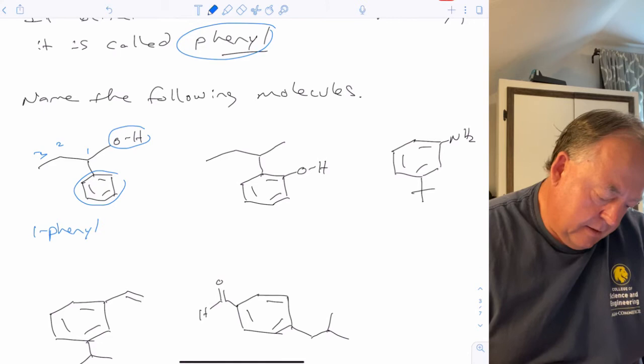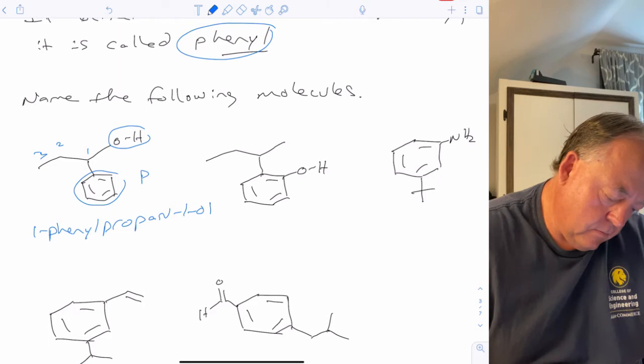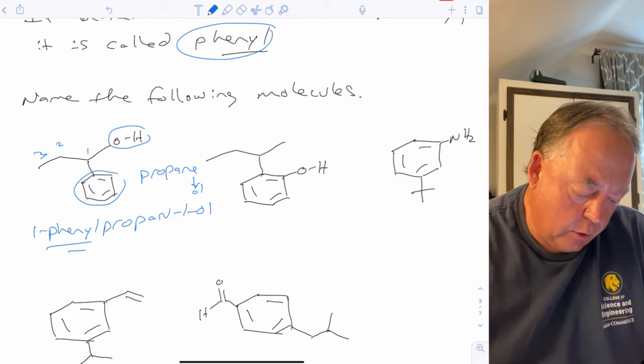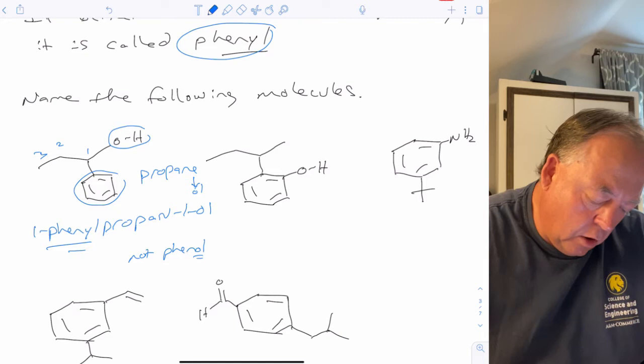And then propan-1-ol, right? Since it's an alcohol, the E changes to OL. Put the 1 right before it, since that's where the OH is. And if benzene doesn't have priority, call it phenyl, right? Not phenol, because that's a totally different molecule. It's YL.